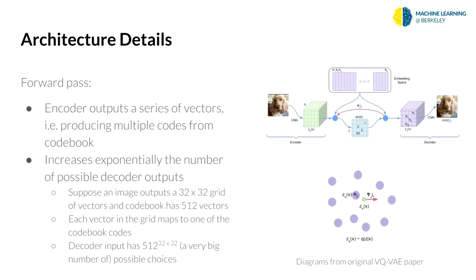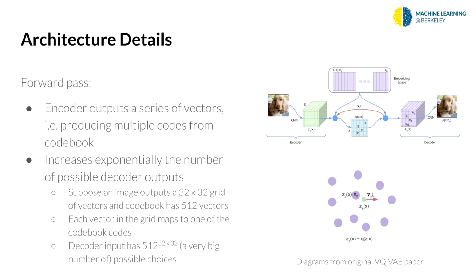Next, some of the more fine details of our architecture. Within the forward pass, our encoder actually outputs a series of vectors and not just one. Recall that in the original VAE, our encoder only outputs a single vector. The reason that doesn't really work within VQ-VAE is because if we only outputted a single vector, there's only so many vectors it could output, right? Because it's put into a discrete space.